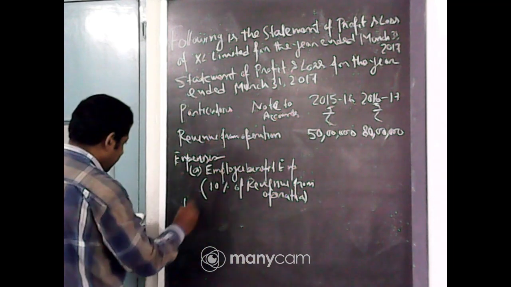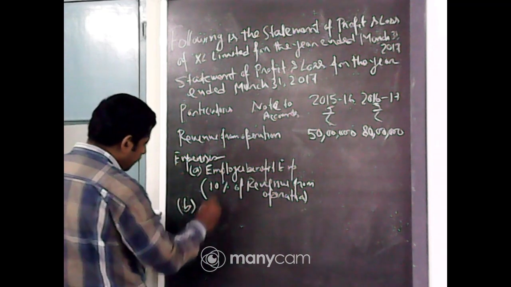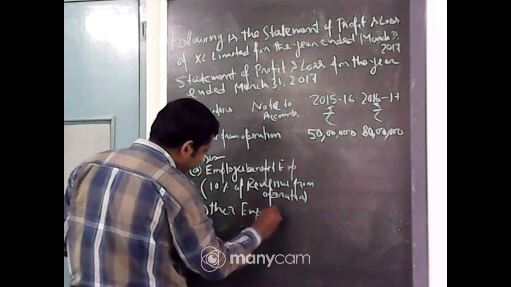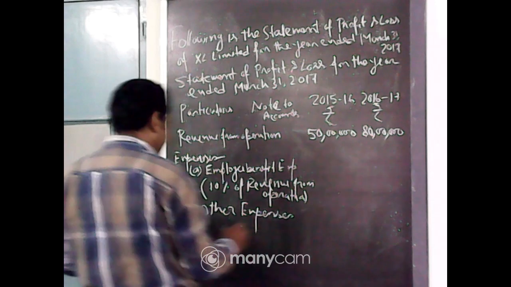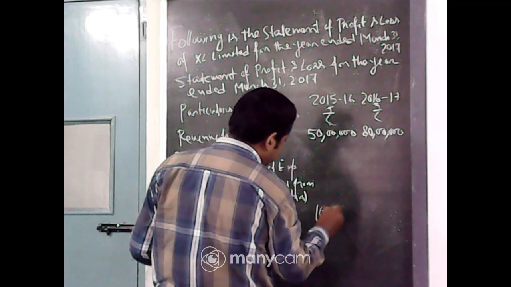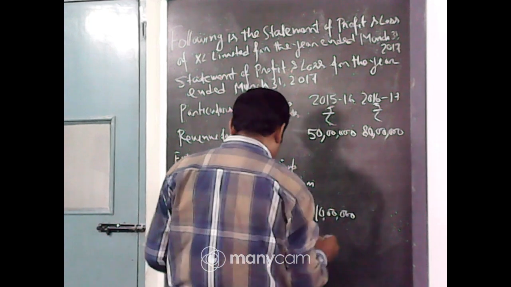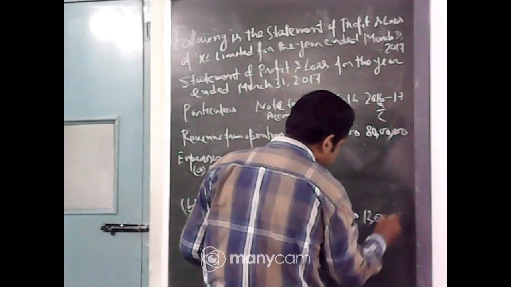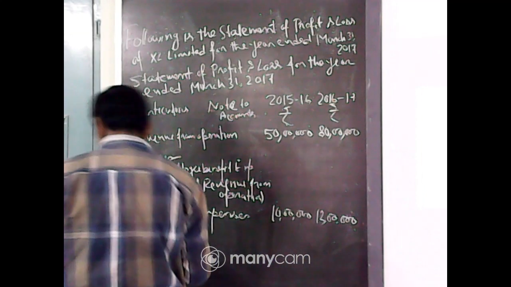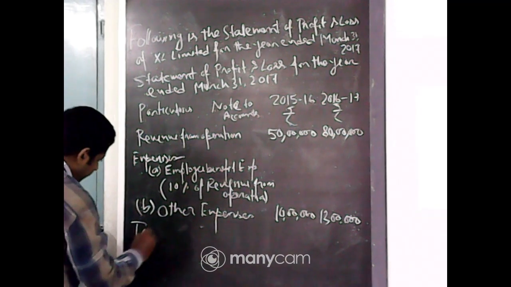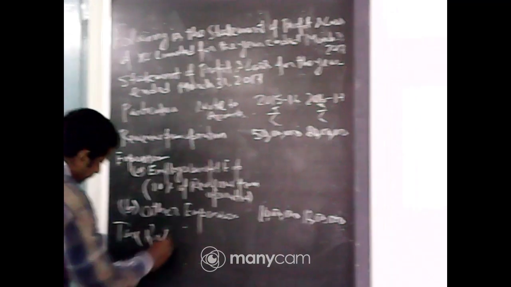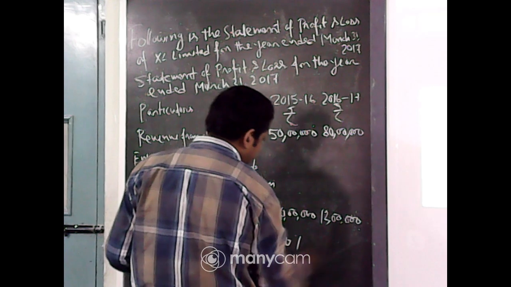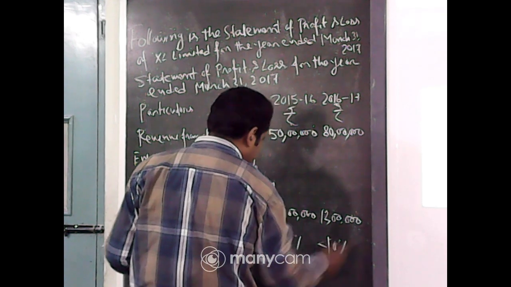Number B, other expenses is also given. That is 10 lakh for the previous year, and 12 lakh for the current year. Now the tax rate is given, 40% for both the previous year and the current year.